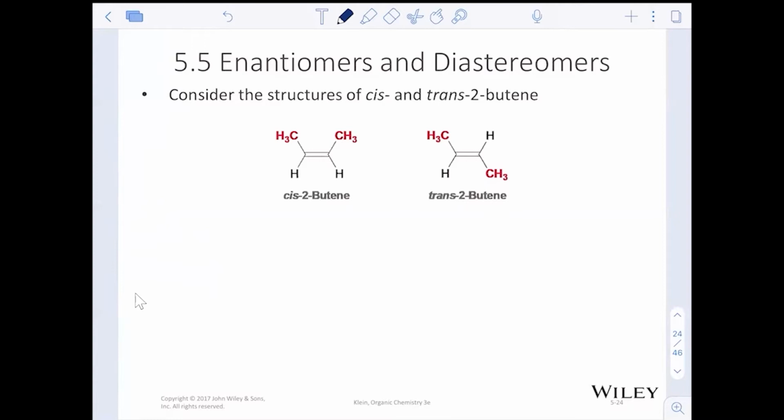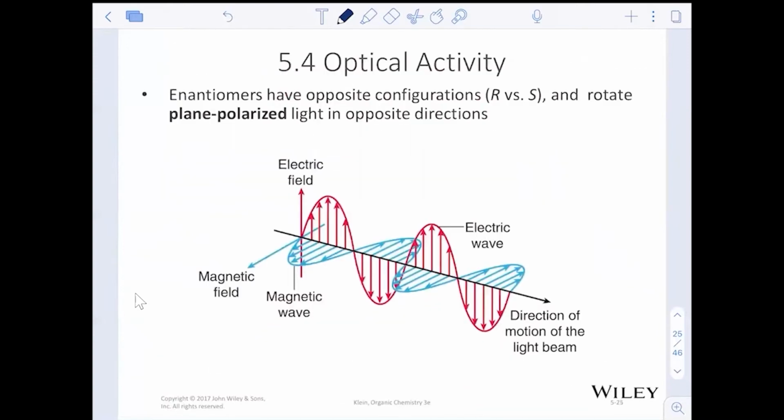Just wanted to get that other idea here, that we have enantiomers, which are mirror images, non-superimposable, but diastereomers are where our cis and trans stereoisomers fit into our big picture. Okay, optical activity. Enantiomers, like we've talked about a lot so far, have R and S configurations, and they can rotate plane polarized light in opposite ways. This is a basic idea of the electromagnetic spectrum, that there is an electric field and a magnetic field, and they are perpendicular to each other.